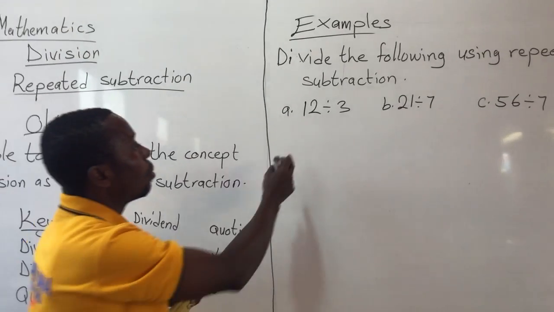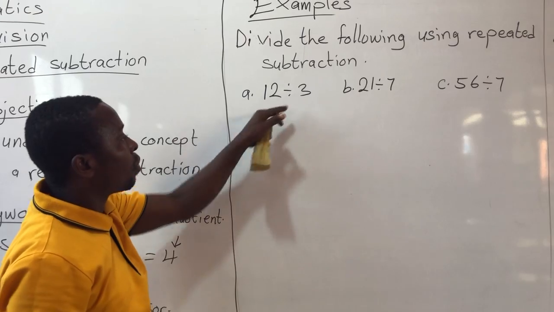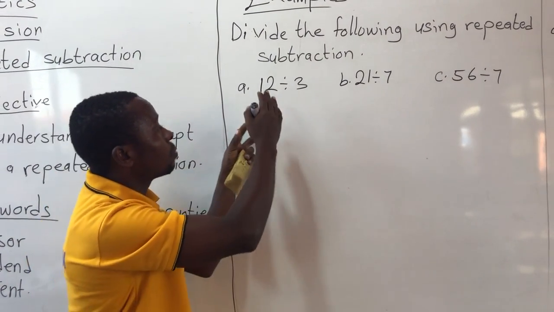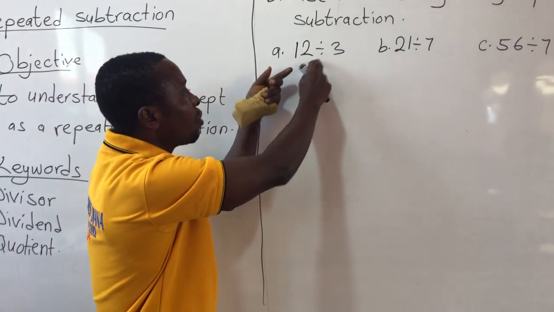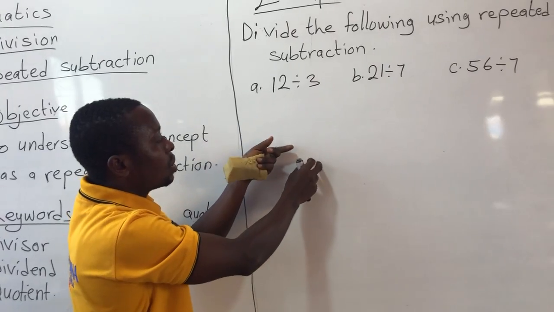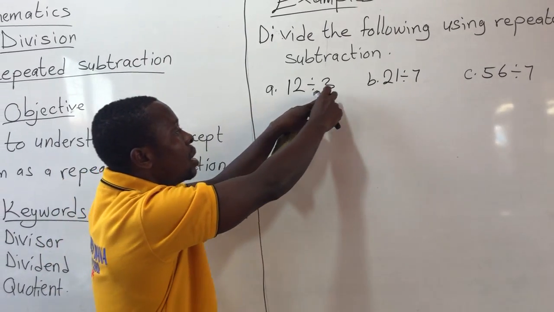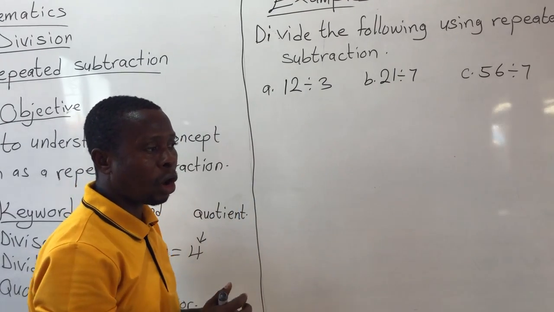The same way we are going to use here to find our division. We continue to subtract the divisor from the dividend until we get 0. Then we count the number of times we subtract the divisor from the dividend, and that will give us our answer.